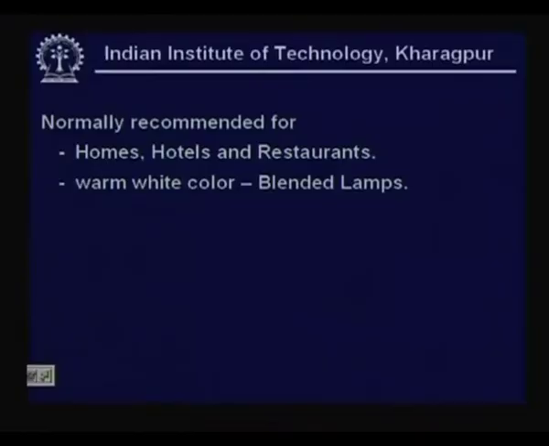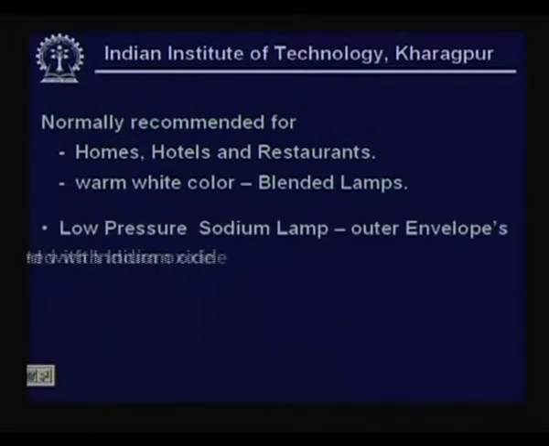Now, one looks at employing this. Normally, such lamps are recommended for homes, hotels and restaurants. This gives a warm white color, and it can also be used to obtain blended colors. The blending of colors could be by combination of materials within the envelope or by employing suitable colored glasses.